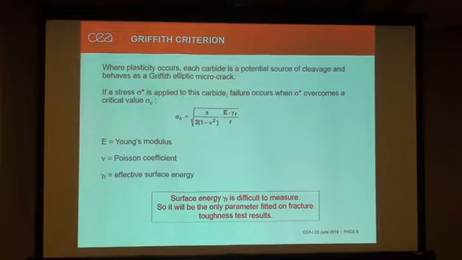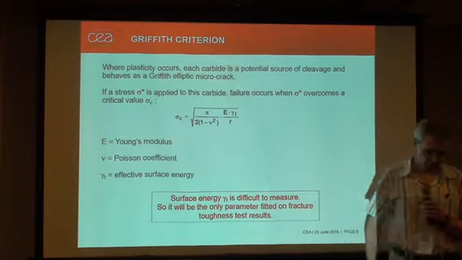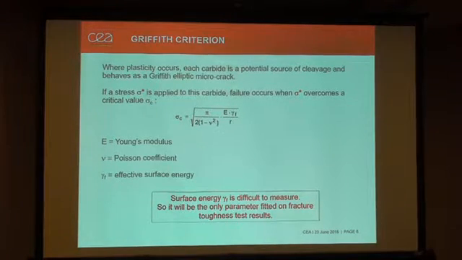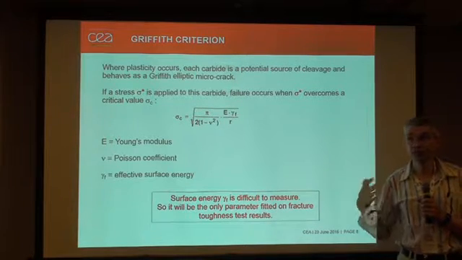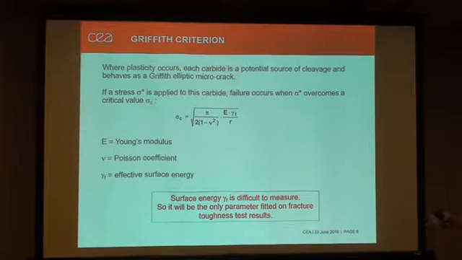Now, let's come back to the carbides. When we use the Griffith criterion for microcrack propagation, we have here the parameter gamma, which is the surface energy, and this will be the only parameter that will be fitted on fracture toughness test results. All others are fitted on crystal plasticity computation or on the carbide size measurements.